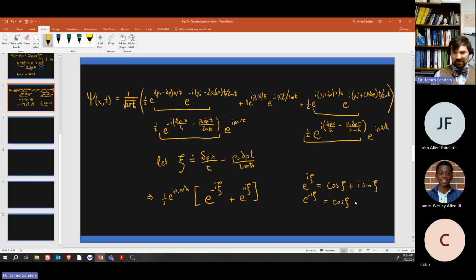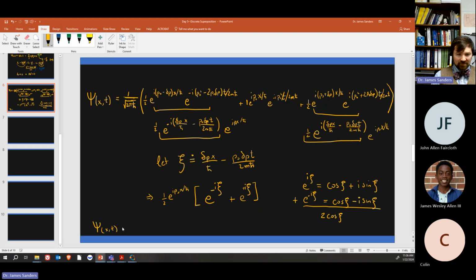And then I get sine of the negative, but sine is an odd function, so you just get minus i sine of the same. And so if we're adding these two things together, you're just left with 2 cosine of the thing. Okay, so now coming back here, we say, all right, what does that mean we've got?